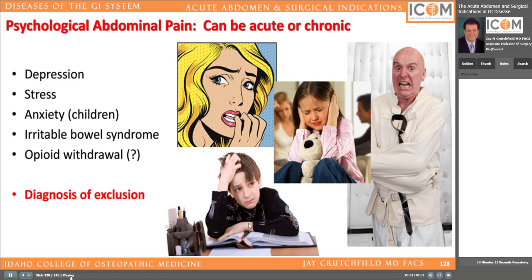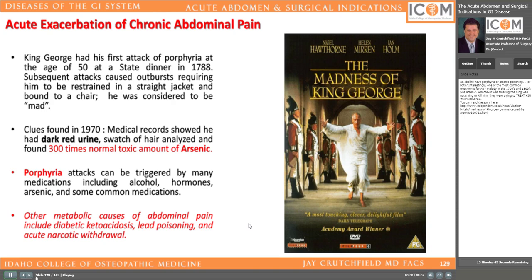Psychological abdominal pain can be an acute onset or can even be chronic. It can be secondary to underlying depression, stress, anxiety, opiate withdrawal, and sometimes even irritable bowel syndrome. But remember, the most important is that this is a diagnosis of exclusion. Psychological abdominal pain won't kill the patient, but if you miss an underlying real diagnosis related to pathology of the intra-abdominal or pelvic cavities, you can kill a patient.